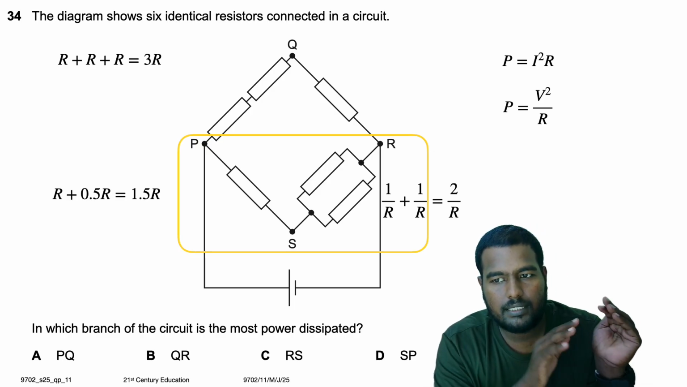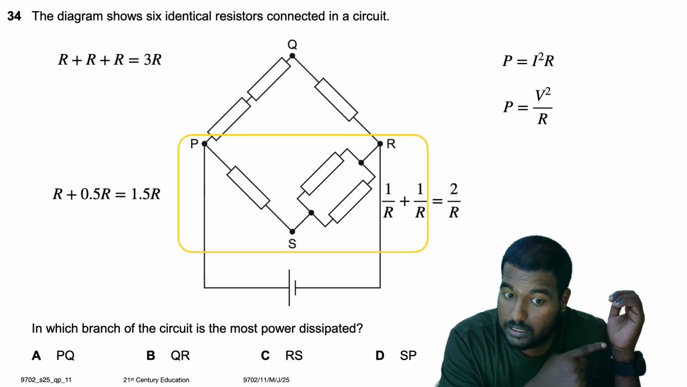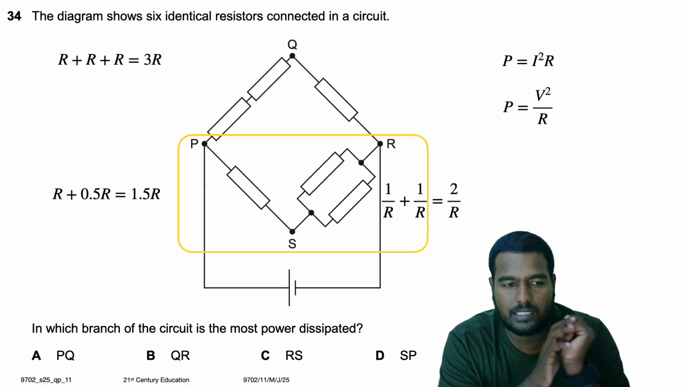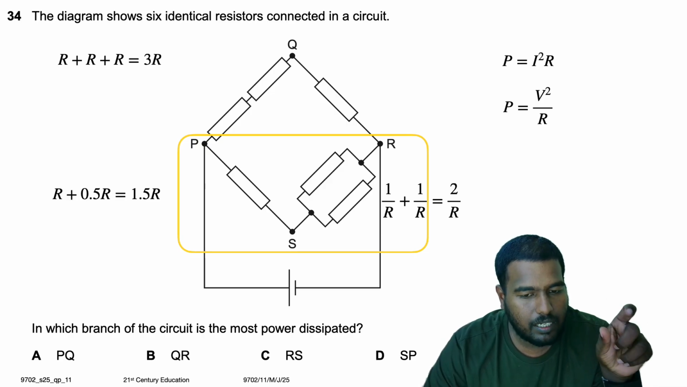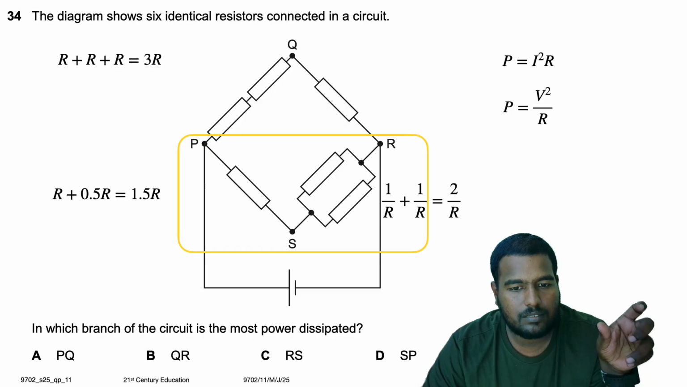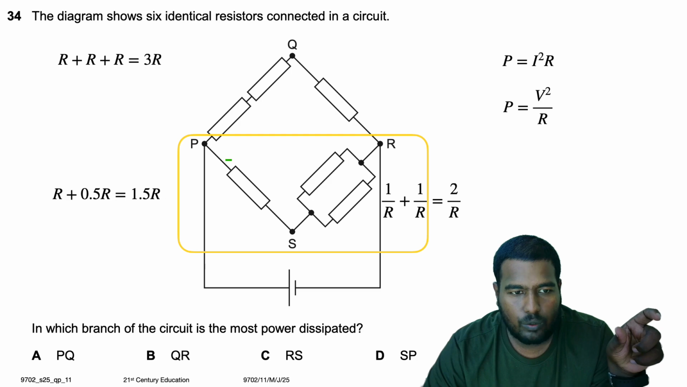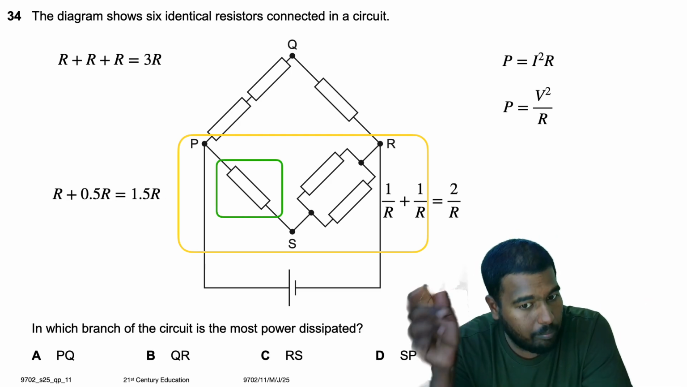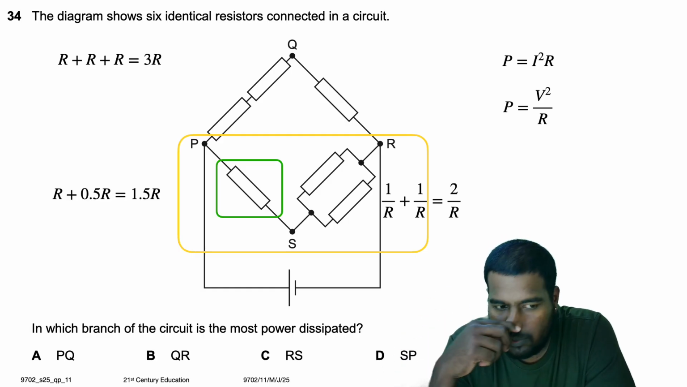Since PS and QR are in series, they both will have the same current. Whichever has the most resistance will dissipate more power. Why? Because P is I square R, a product. So PS has a single resistance R. SR has a double resistance, but the combined resistance is only 0.5 R. So PS has more current and more resistance in the entire circuit. So it will have the most power dissipated, the combination of most current and resistance.